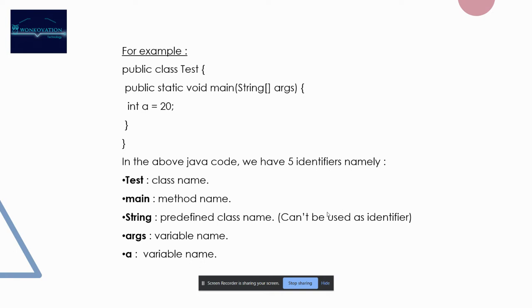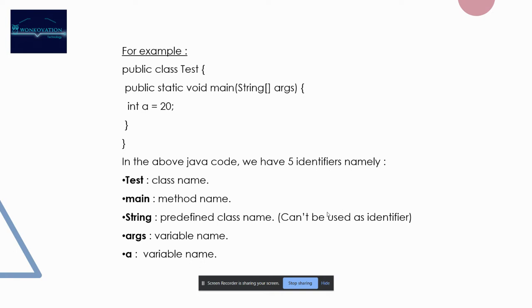Inside the class, we have a main method with a variable declaration as the method's body. Here, Test, main, String, args, and a are identifiers, five identifiers. And args and a are variable names. So, Test, main, String, args, a are identifiers, and only args and a are variables.